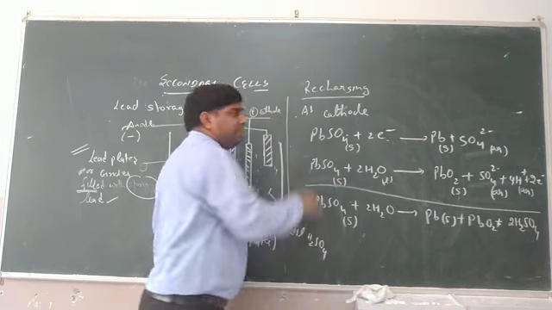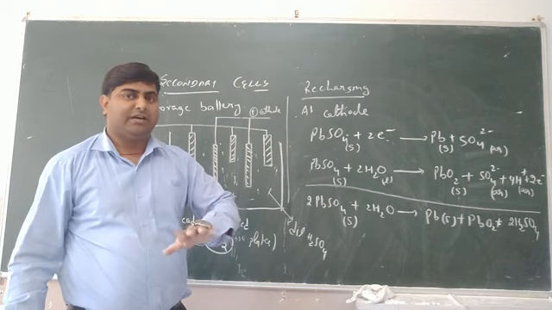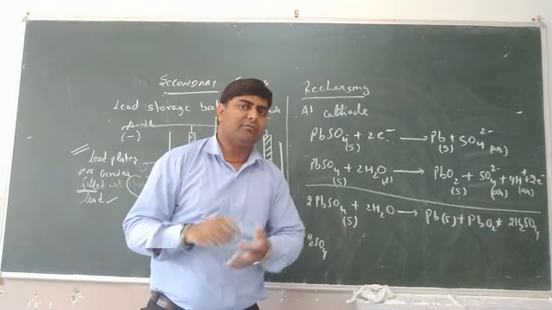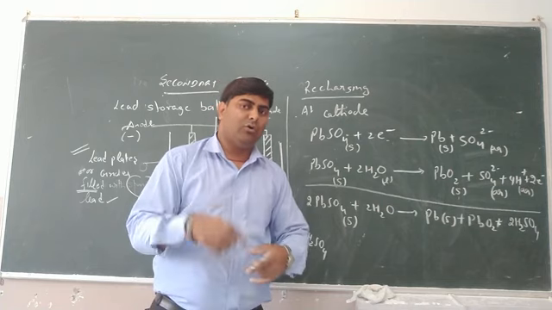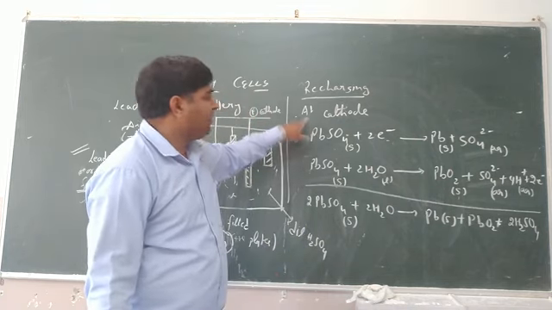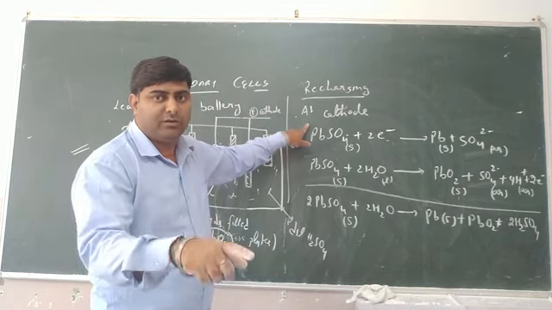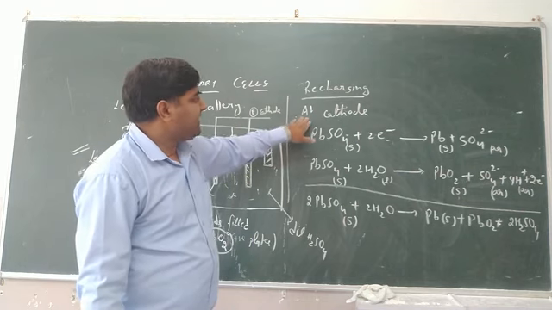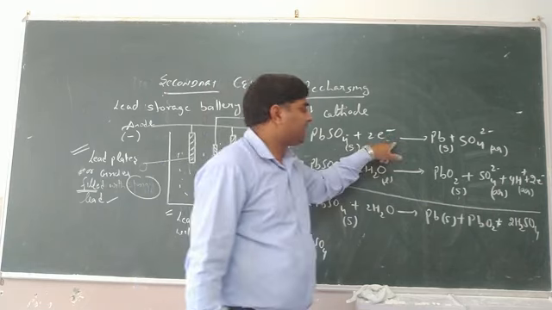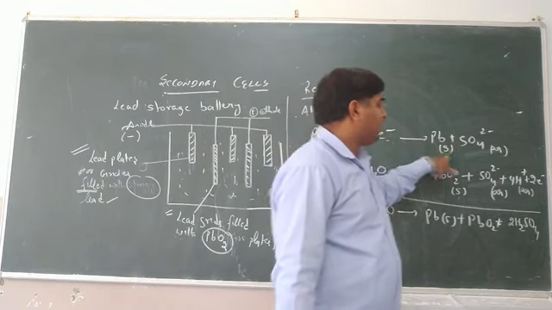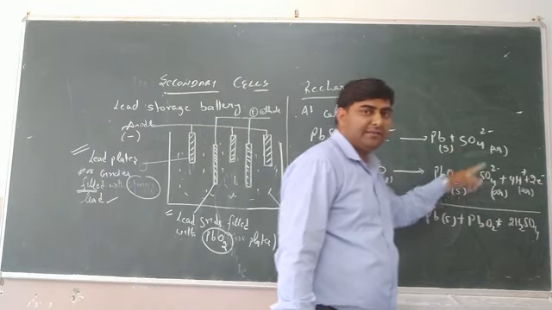You can see the reactions during recharging are just the inverse of the reactions which were acting during discharging. Cathode changes to anode and anode changes to cathode. Here you can see the reaction at cathode. PbSO4 gains 2 electrons to form lead solid plus sulfate ions.